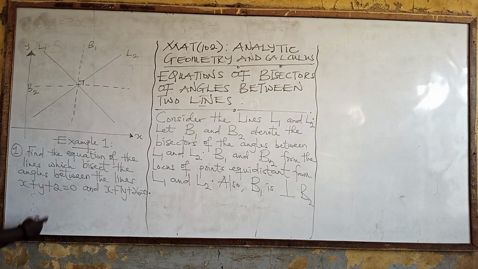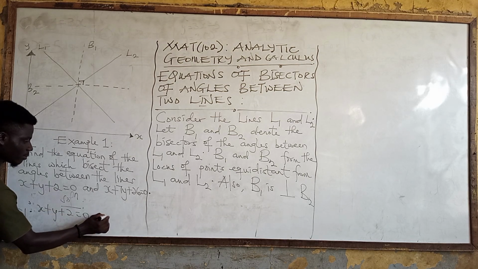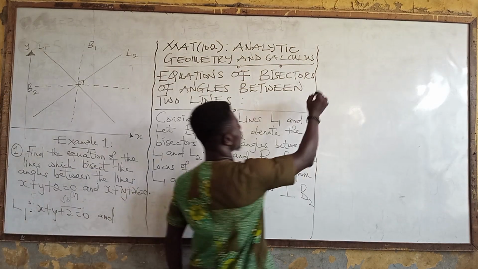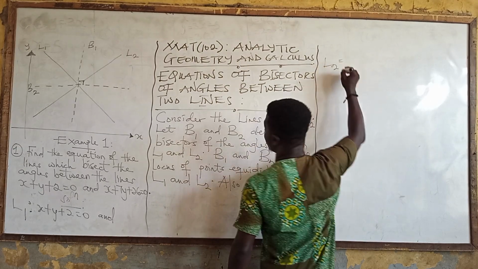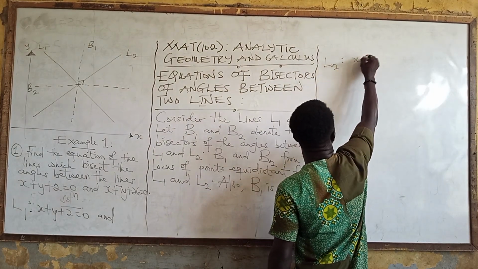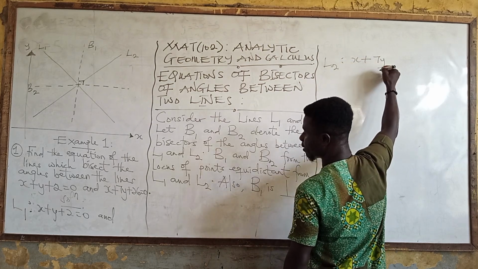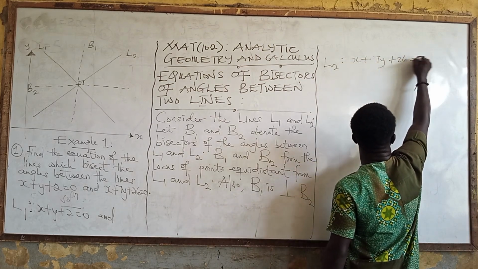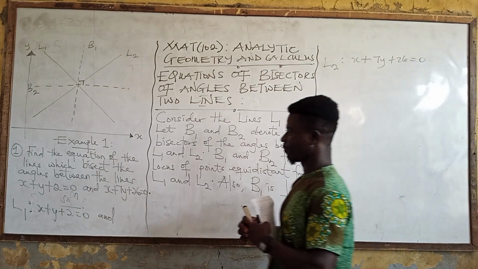So we start the solution here. We can denote L1 as x + y + 2 = 0, and L2 as x + 7y + 26 = 0.